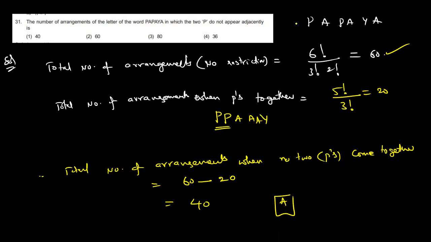What is the absolutely correct answer? Good. See, these are only models. We have to observe these models: two P's come together, no P's come together. Total number of arrangements. Very, very important.